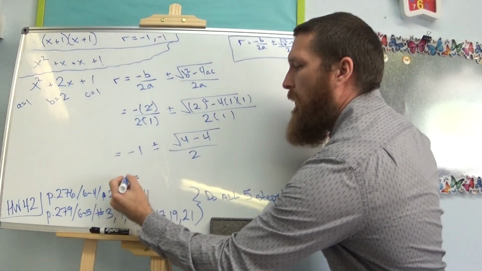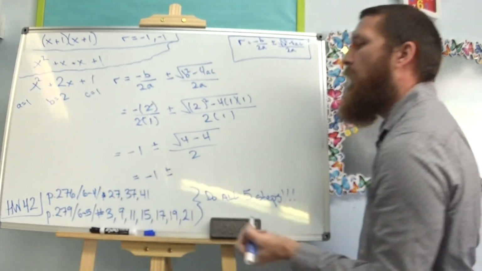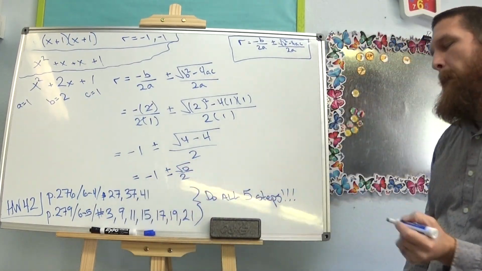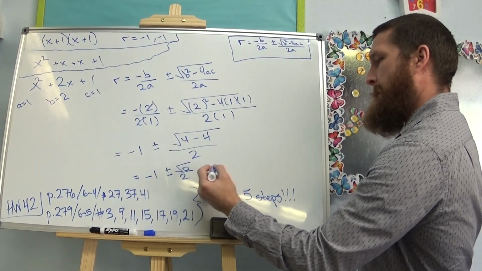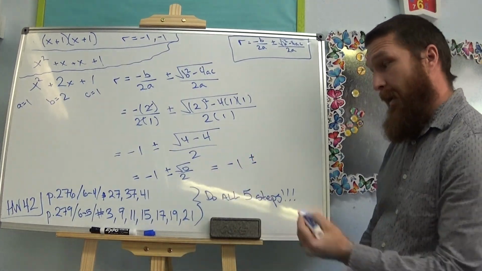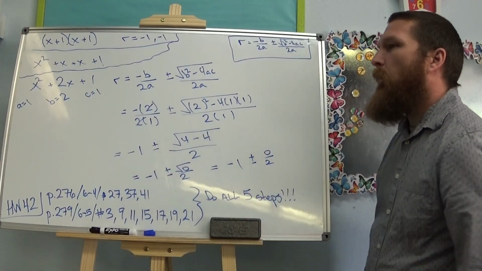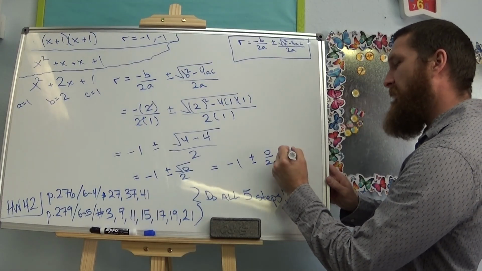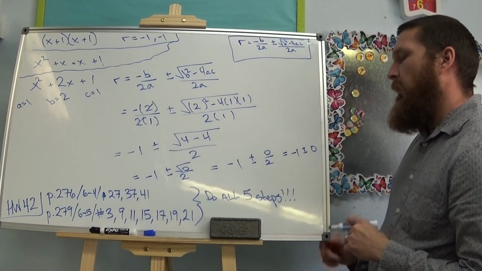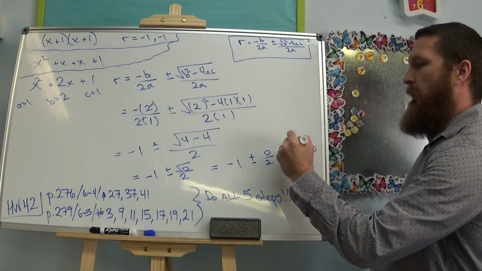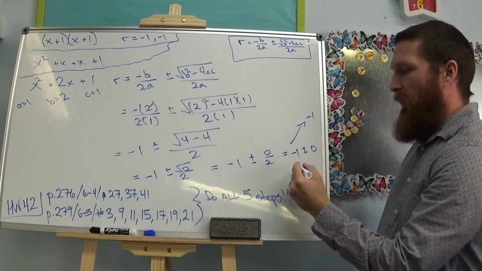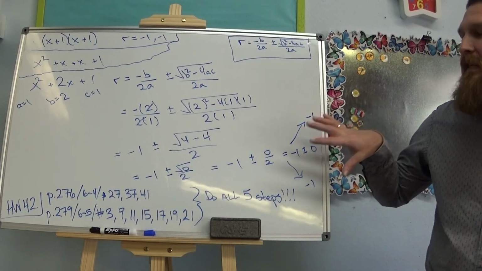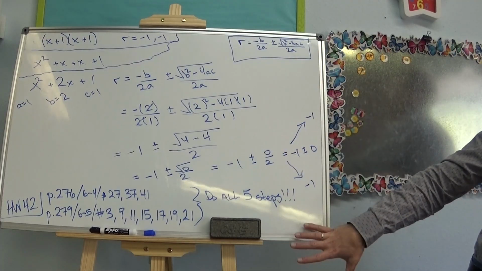Okay, so my solutions are, what is 4 minus 4? 0. Okay, and what's the square root of 0? 0. It is 0. 0 divided by 2. What's 0 divided by 2? 0. It's still 0. So we have negative 1 plus or minus 0. What's negative 1 plus 0? Negative 1. And what's negative 1 minus 0? Negative 1.